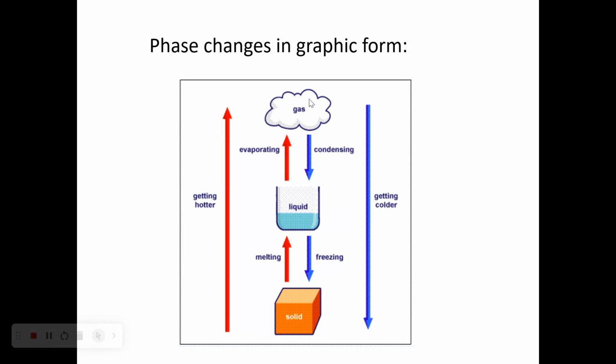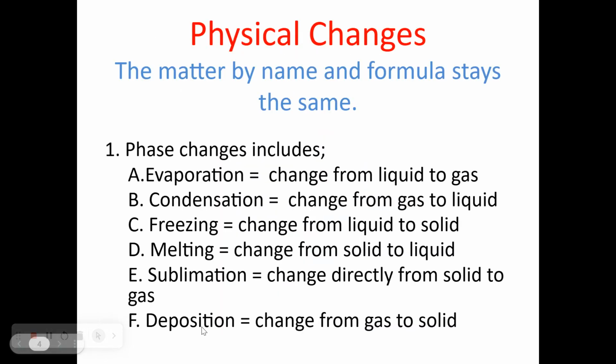And if you go from gas straight to solid, what was that called? Let's look back and see. That is called deposition, where you go from gas to solid. Evaporation is where you go from liquid to gas. Condensation, from gas to liquid. Freezing, from liquid to solid. Melting, from solid to liquid. So there are all 6 of them from A through F.